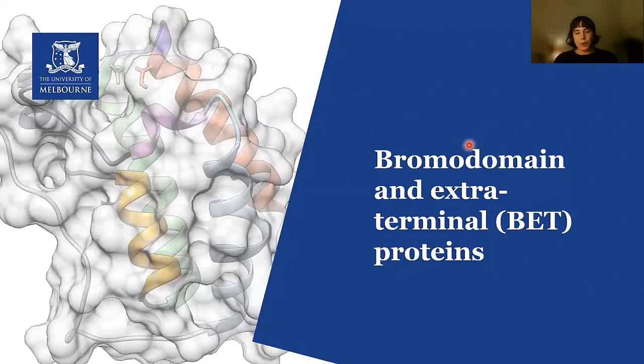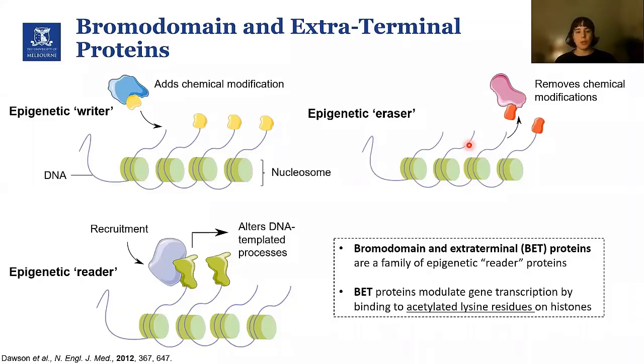So first, what are these BET proteins? BET stands for bromodomain and extra-terminal, and these are a family of epigenetic reader proteins. Now, epigenetics relates to changes to DNA expression resulting from chemical modifications that are made to chromatin as opposed to actual changes to the DNA sequence.